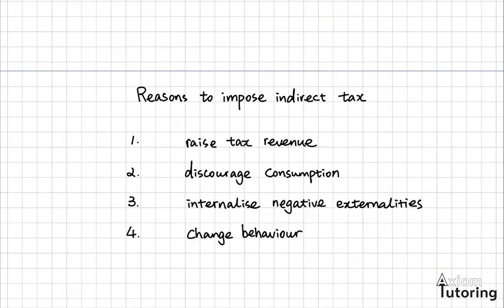Third, indirect taxes can be used to internalize negative externalities, for example, through fuel duties or carbon taxes, by making consumers and producers face the social cost of their consumption and production. Finally, indirect taxes may be used to change behavior, for example, reducing congestion or pollution.